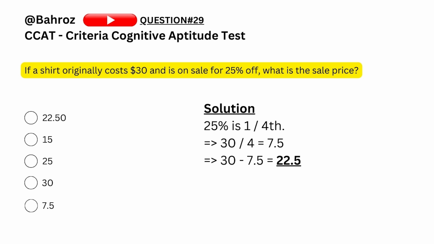Next question. If a shirt originally costs $30 and is on sale for 25% off, what is the sale price? 25% is 1/4, which means we have to take out 1/4 from $30. 1/4 of $30 is 7.5. Taking out 7.5 from 30 is 22.5.